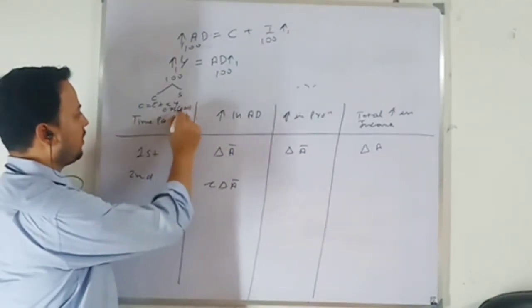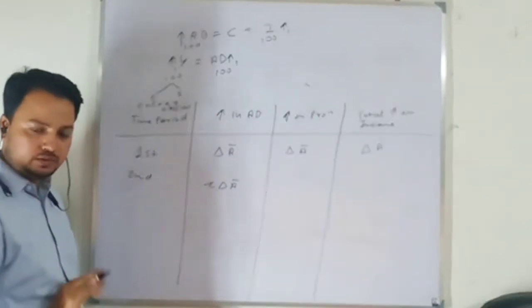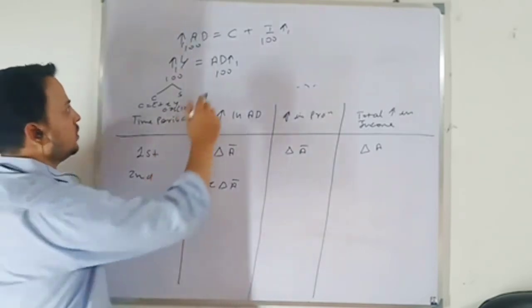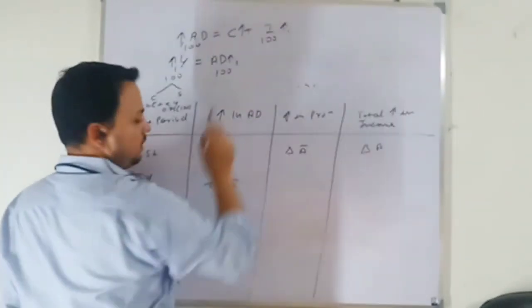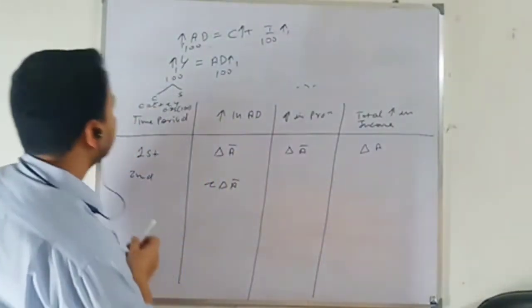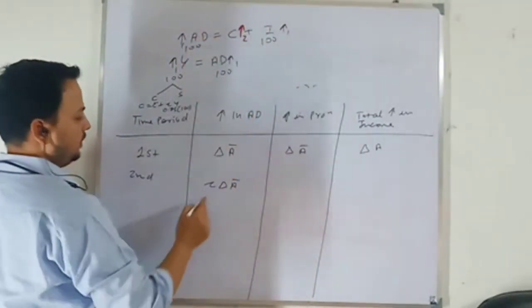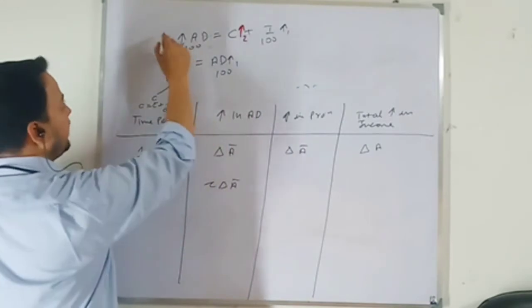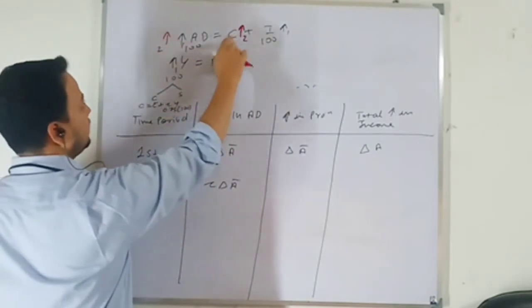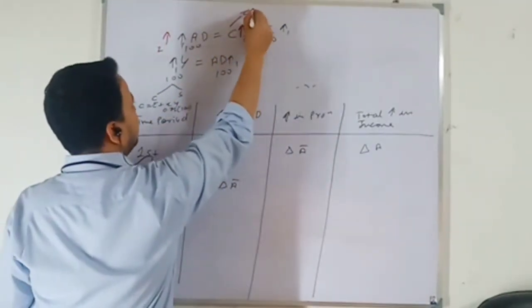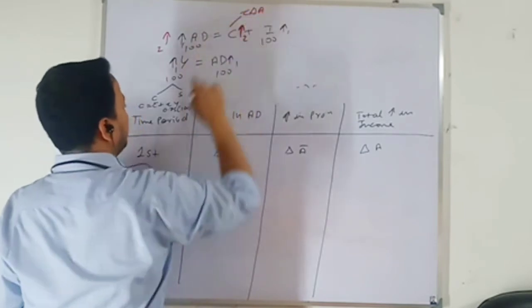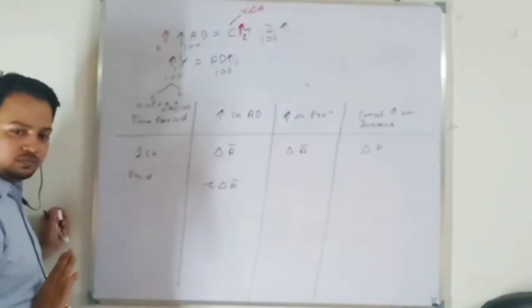0.75 multiplied by 100 is 75 rupees, right? So in the second round, your consumption will increase, okay? This is what it is saying. The increase in aggregate demand in the second round will be how much? Small c times the change in the autonomous component, because your consumption is increasing, right?